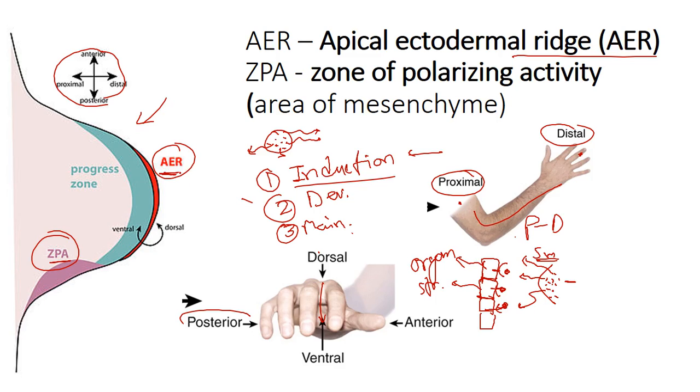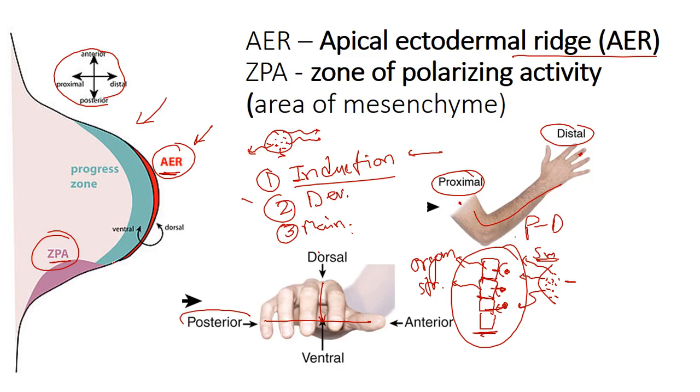What are those signaling molecules? We will see in the next slide, but here we are looking at where exactly the signaling takes place. One is AER. The other one is ZPA, the zone of polarizing activity, which is a part of the mesenchyme. The zone of polarizing activity is really important for distinguishing the posterior-anterior axis, and AER plays a vital role in determining the dorsal-ventral axis and the proximal-distal axis. So AER is responsible for proximal-distal and dorsal-ventral, while ZPA is for posterior-anterior axis determination.